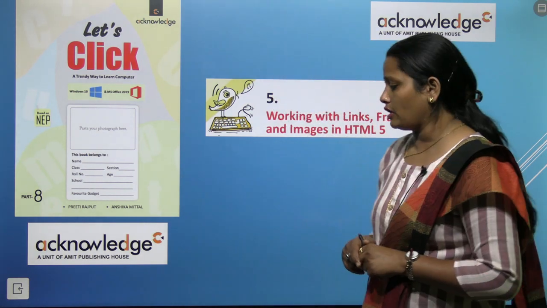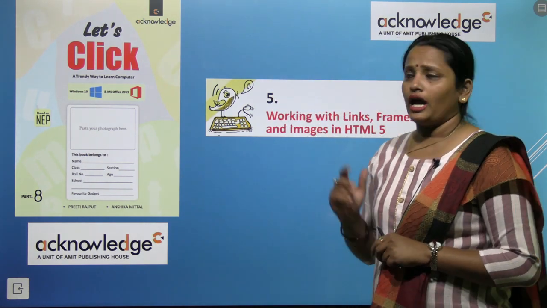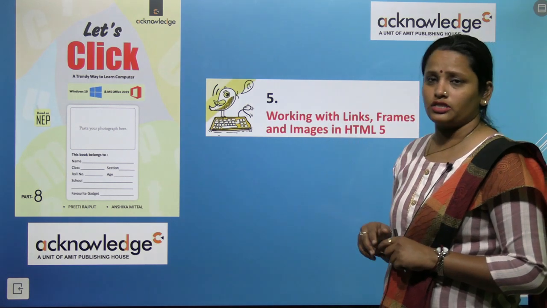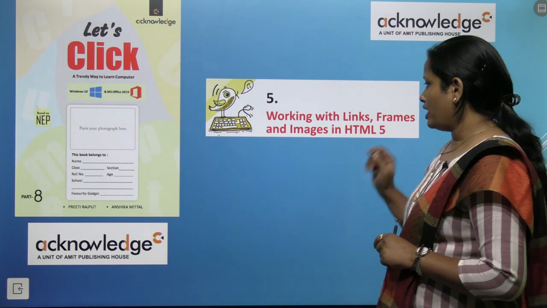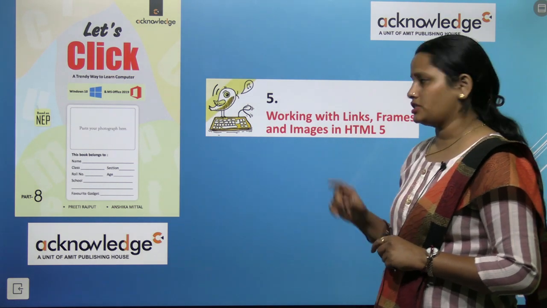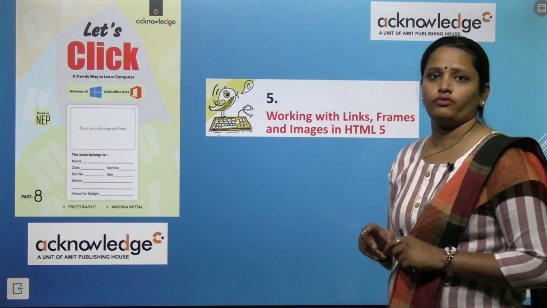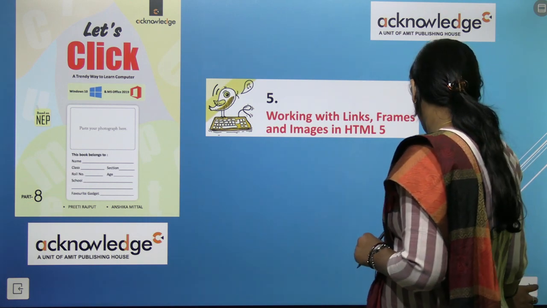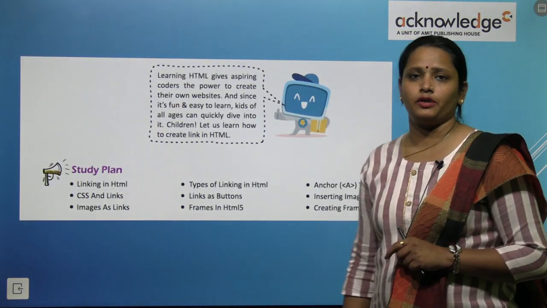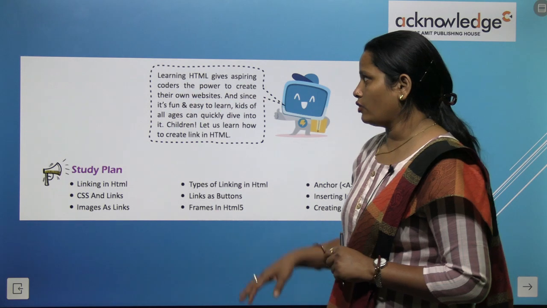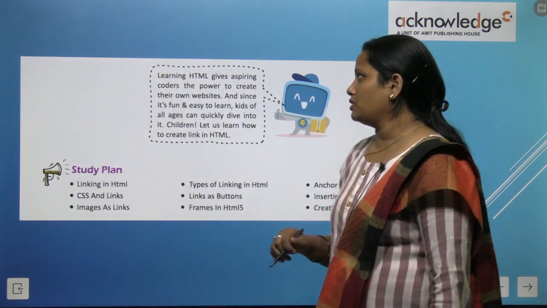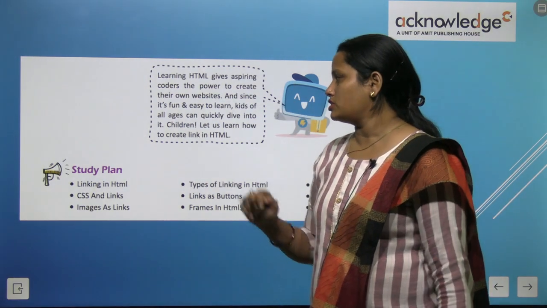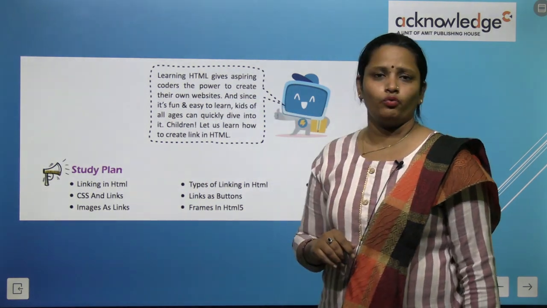So children, today we are going to do chapter 5 of your book, and the name of the chapter is Working with Links, Frames and Images in HTML5. We have already learned about HTML in our previous classes. Today we are going to learn some more things in it. Learning HTML gives aspiring coders the power to create their own websites.